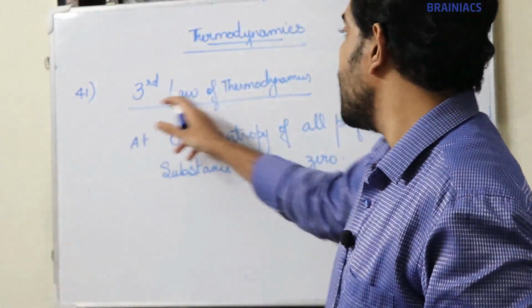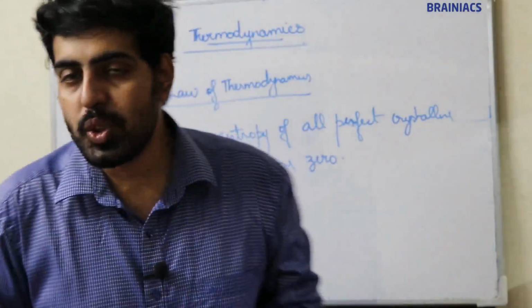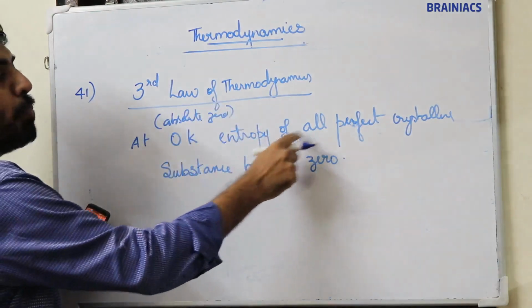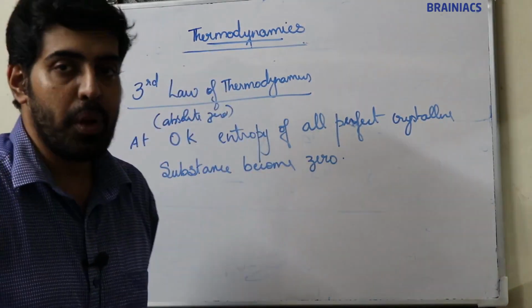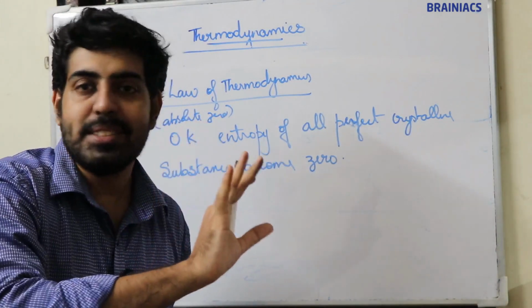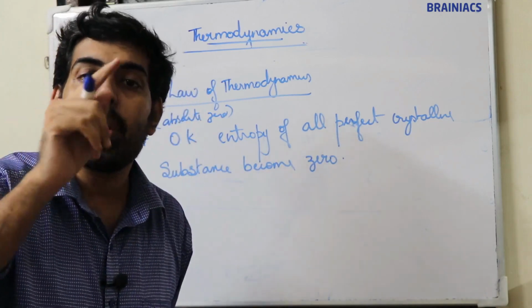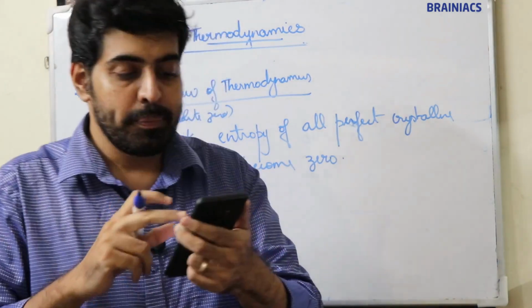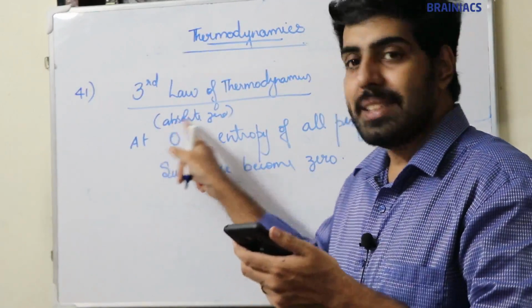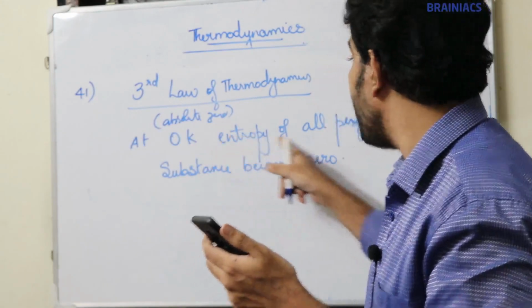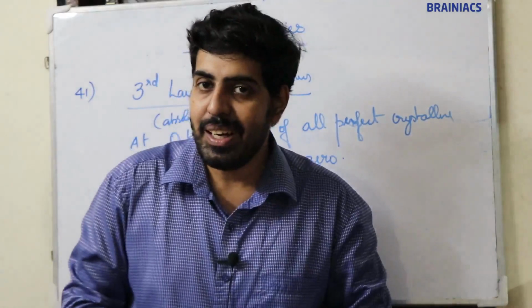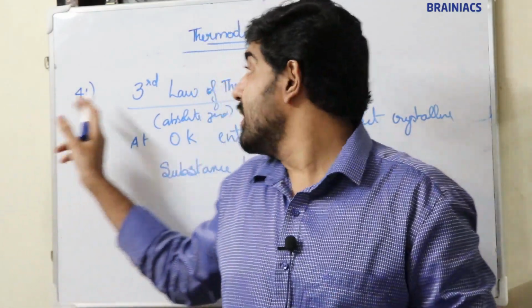Now we know that according to the third law of thermodynamics, 0 Kelvin is also known as absolute zero. At 0 Kelvin, entropy of all perfect crystalline substance becomes zero. This is the third law of thermodynamics. So here, the right answer is option 3. At absolute zero temperature, entropy of all perfectly crystalline substance is taken as zero. I think it's clear. So answer is option 3, based on the third law of thermodynamics.